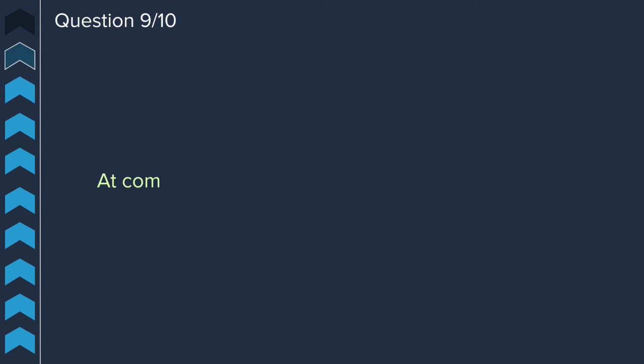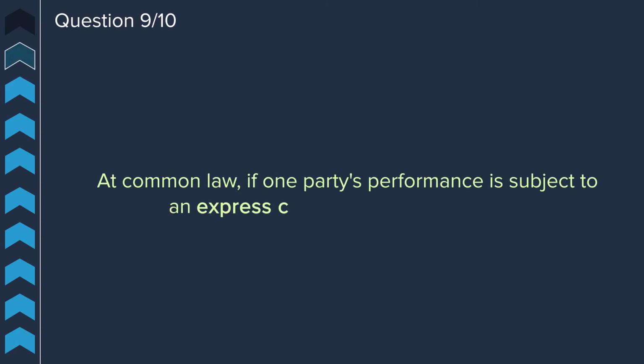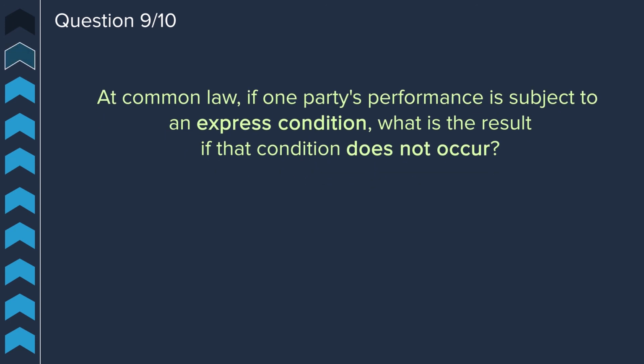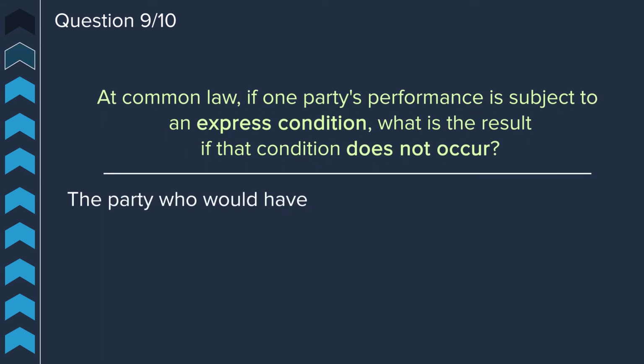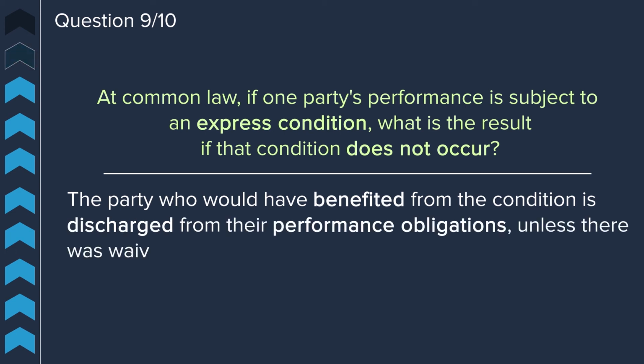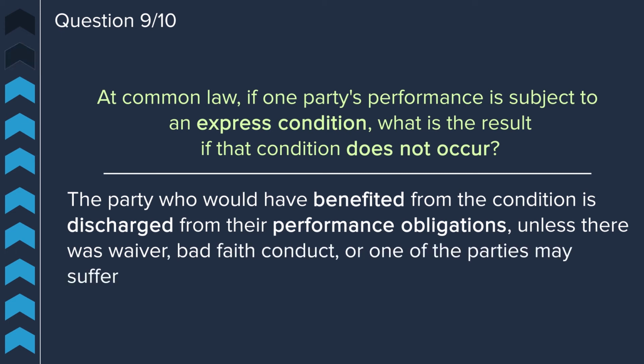Question 9. At common law, if one party's performance is subject to an express condition, what's the result if that condition does not occur? The party who would have benefited from the condition is discharged from their performance obligations, unless there was either waiver, bad faith conduct, or forfeiture or great loss may result to one of the parties.